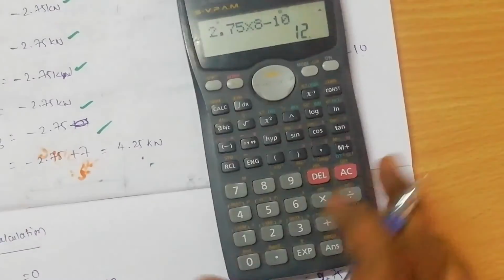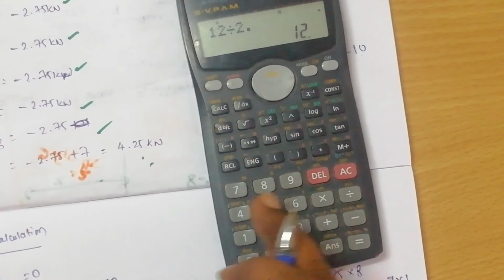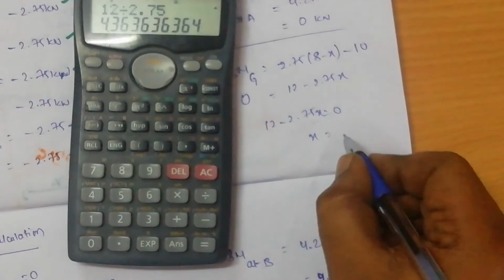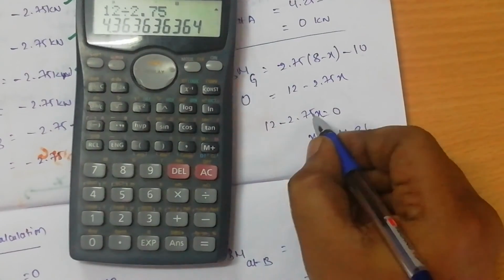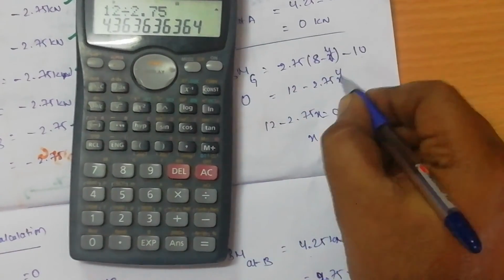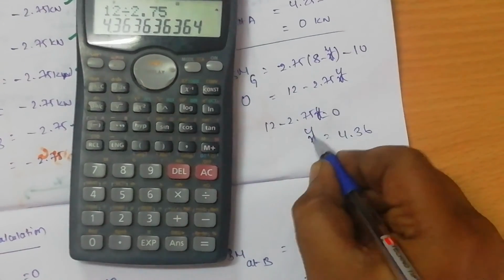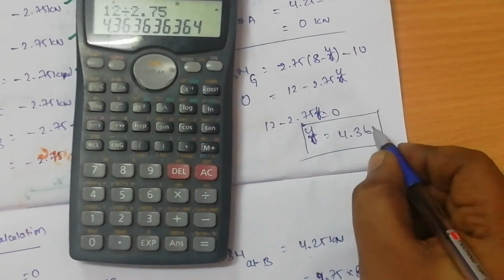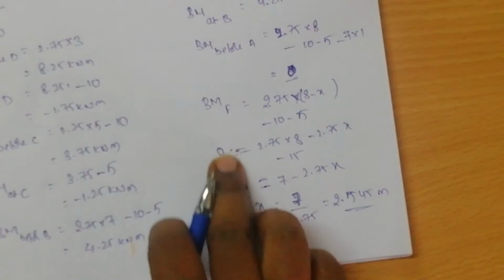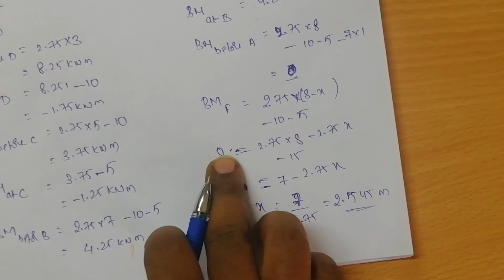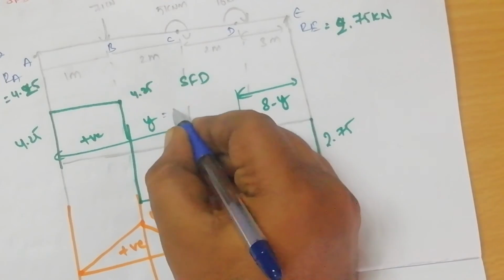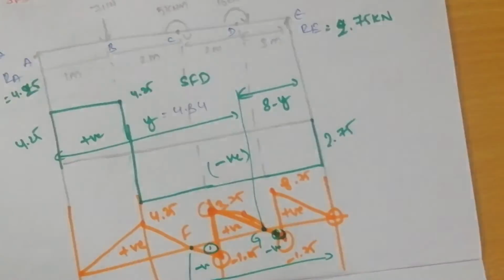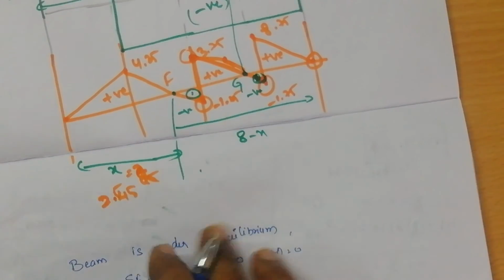X is equal to 12 divided by 2.75. The answer is 4.36. Sorry, this is y now I have taken. So this is 8 minus y. The answer is y is equal to 4.364. So here also you have to make the bending moment equal to 0, because this is also a point of contraflexure, F point and G point. So at the end this point is contraflexure, whose value is 4.36.